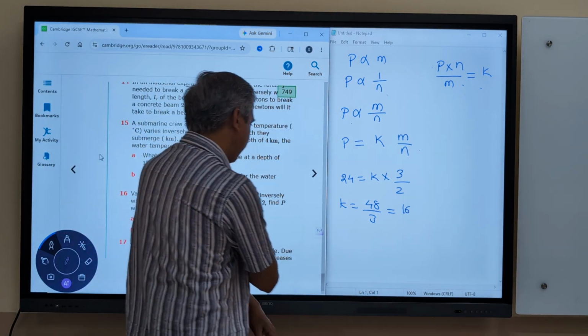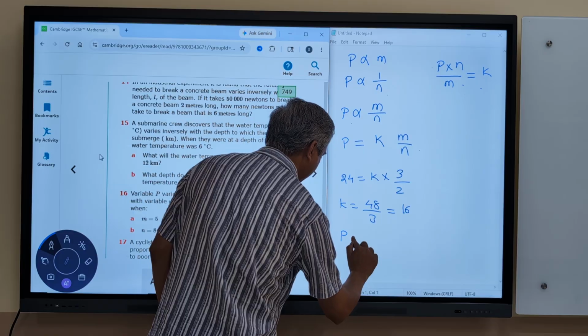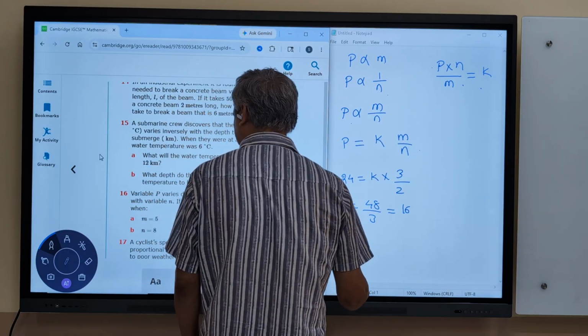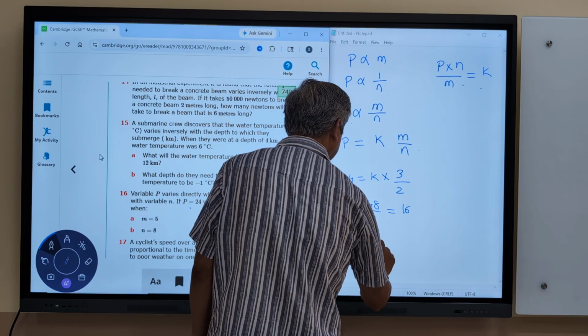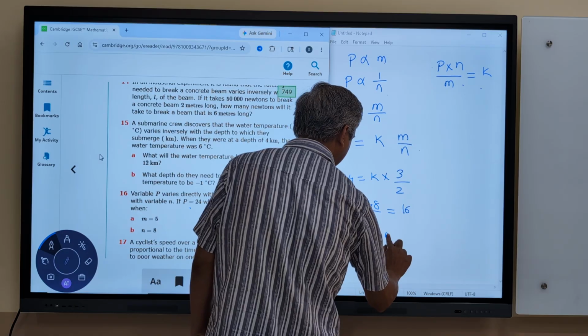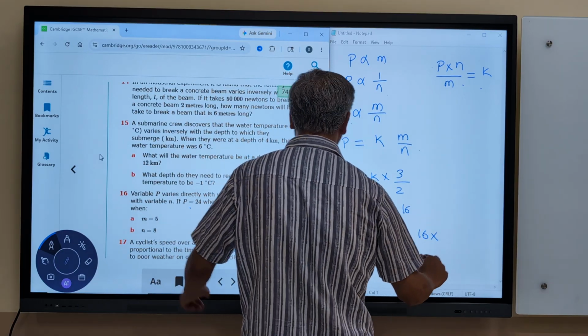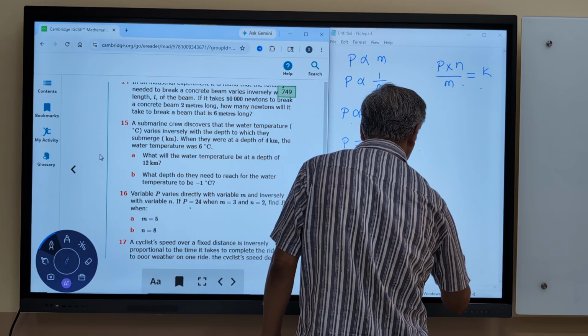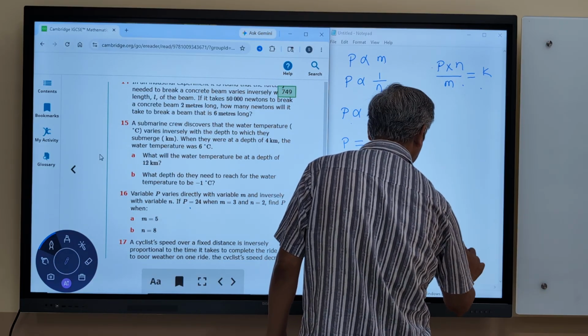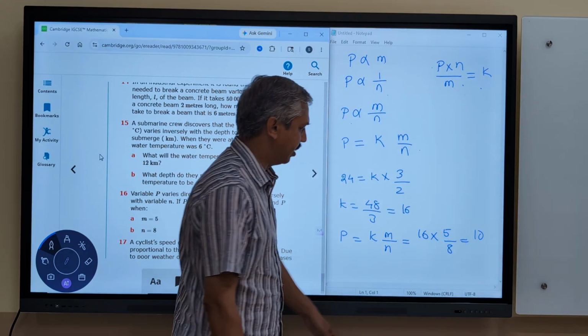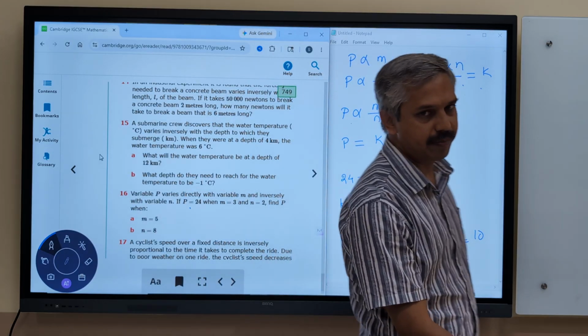Find p when m is equal to 5 and n is equal to 8. P is equal to k m by n, which is equal to 16 into m is 5 and n is 8. This is equal to 10. Cross multiply, you will get the answer.